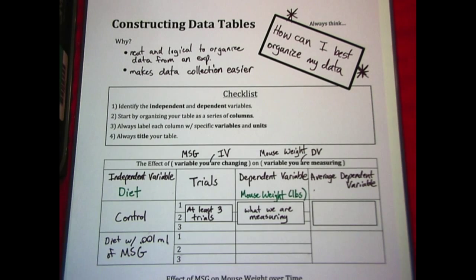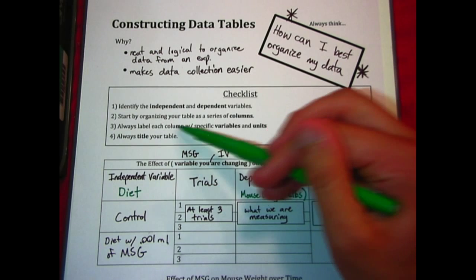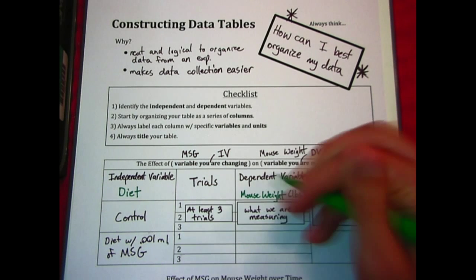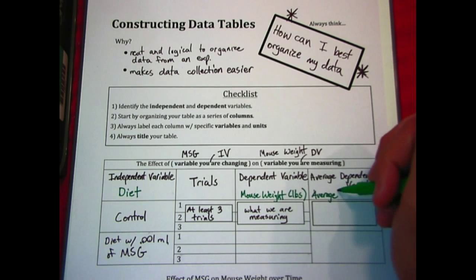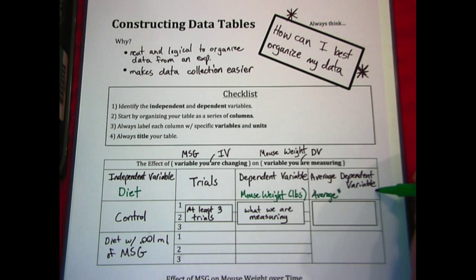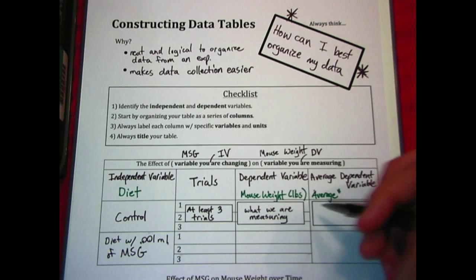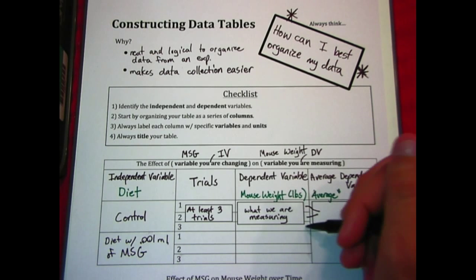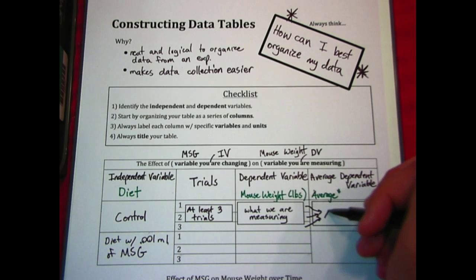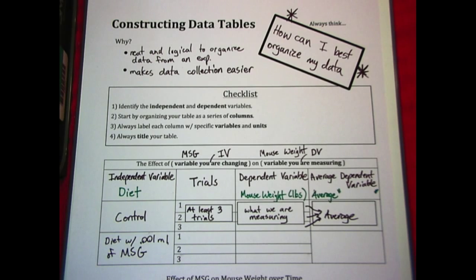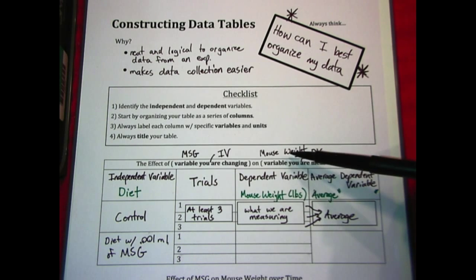And then specifically, again, always labeling our column with the specific variable average. And I'm not going to repeat this part right here, but essentially you would just write the same thing: mouse weight, again with units pounds. So essentially what we're doing is we're taking every number we get right here, and we're taking the average in this column. And this will give us a better picture of the effect of MSG on mouse weight.